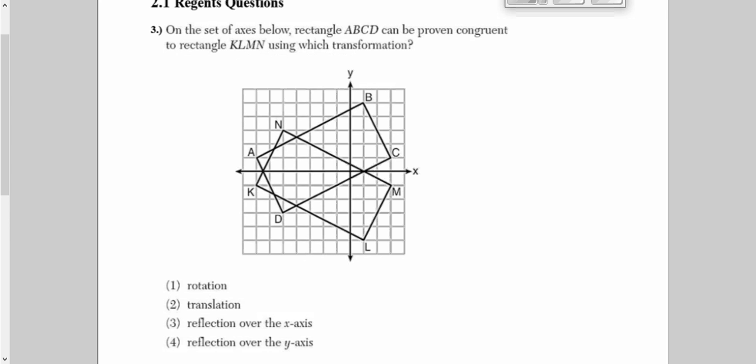What does the orientation tell us? It's reversed. So the orientation is reversed, so that means it's a reflection. In that case, it can't be 2. Right. That is all true.